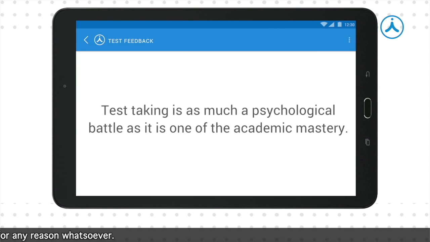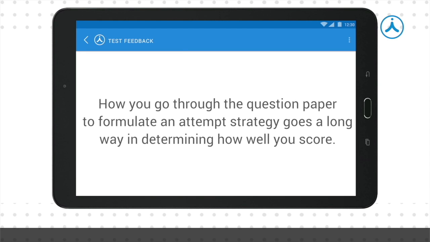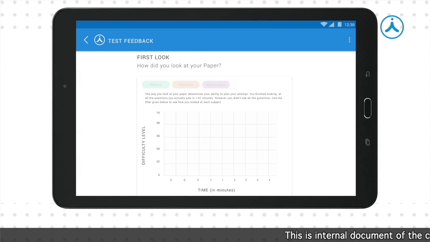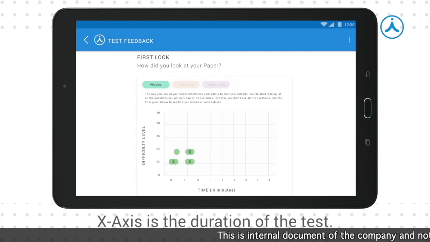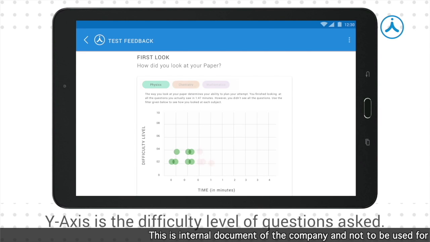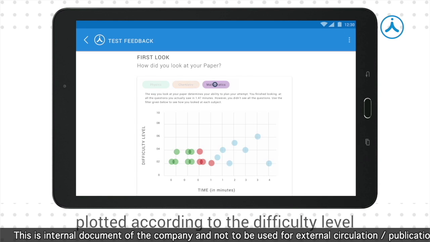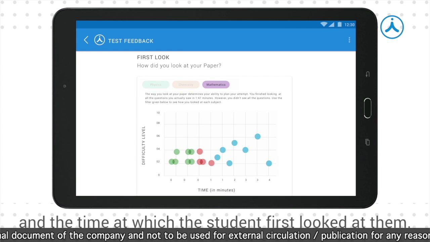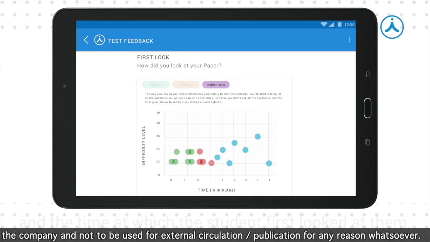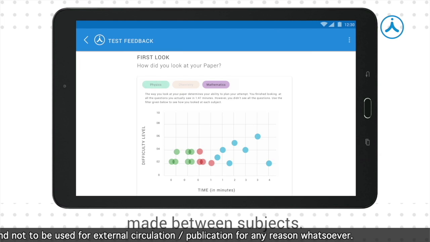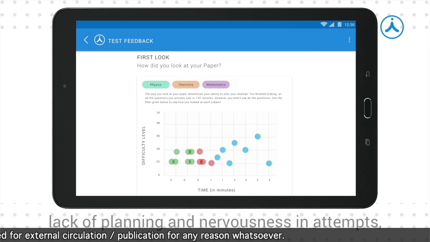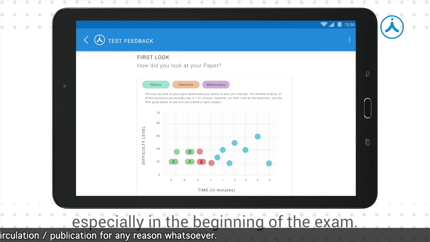Test taking is as much a psychological battle as it is one of academic mastery. How you go through the question paper to formulate an attempt strategy goes a long way in determining how well you score. In the figure above, the x-axis is the duration of the test and the y-axis is the difficulty level of the questions asked. The dots in different colors are questions plotted according to the difficulty level and the time at which the student first looked at them. Use this graph to check switches made between subjects. A large number of switches depict a lack of planning and nervousness in the attempt, especially in the beginning of the exam.